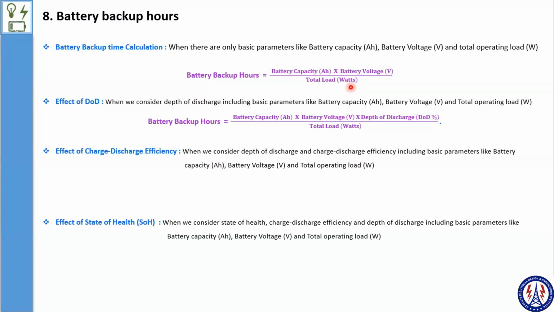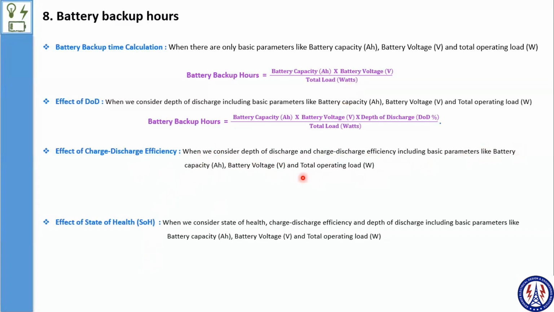Got this? Now, one more point. Let's say you have depth of discharge in place, battery capacity, battery voltage, load, and now you are adding your charge discharge efficiency over there. Now the input is clear. When we are considering the depth of discharge and your charge discharge efficiency, including your basic parameters like battery capacity, battery voltage, and total operating load, what would be the formula? How are you going to calculate?